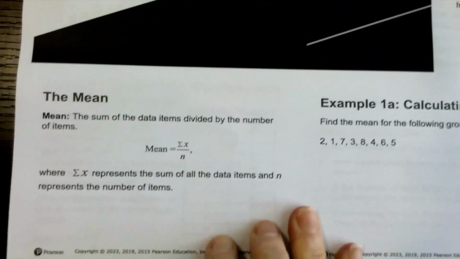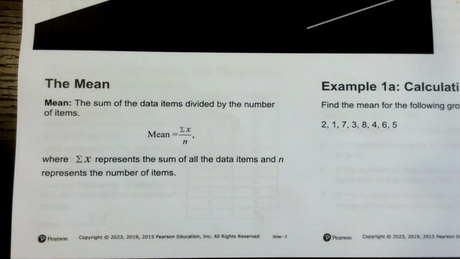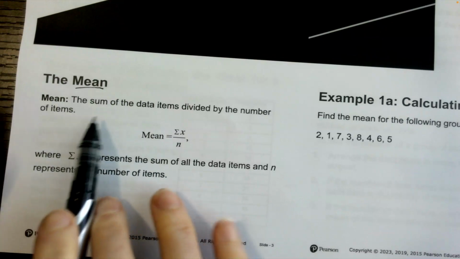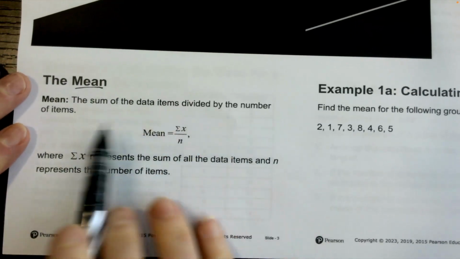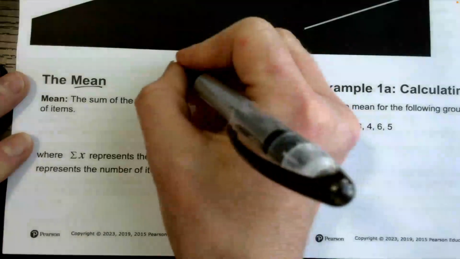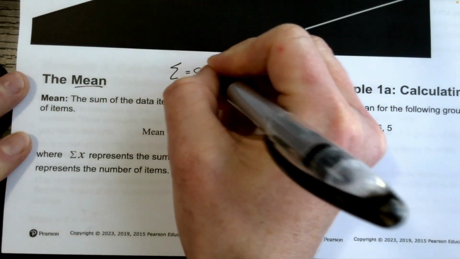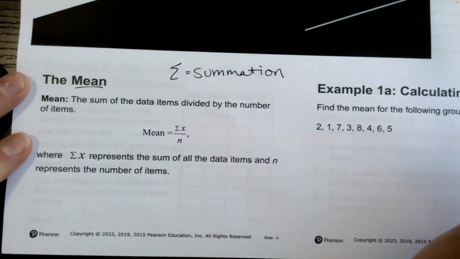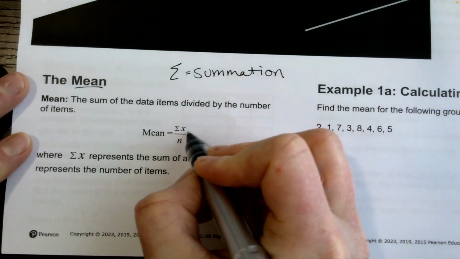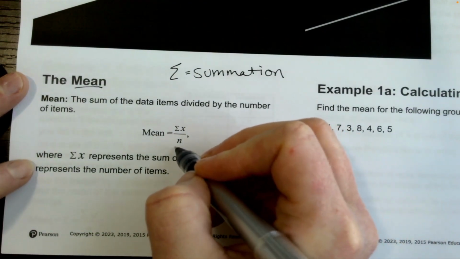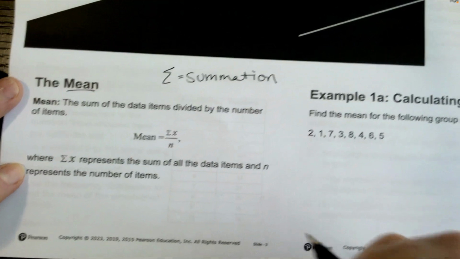So the mean is also called average, but we're going to use the term mean because it's more specific. It's the sum of the data divided by the number of items. This is called the summation, and what it means is the sum of all values in your set. Then you're going to divide by n, the number of values that you have.